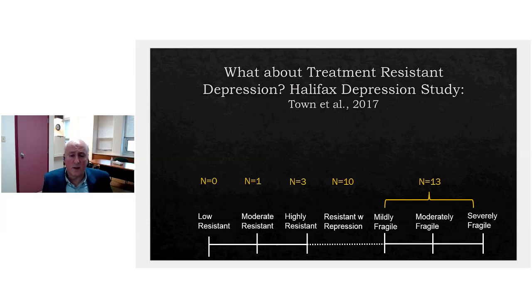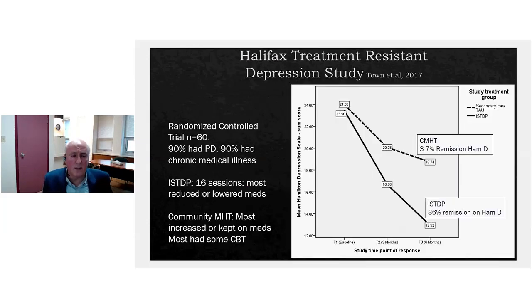And just to tell you where, for example, these patients are. We had no low resistant, we had 1 moderate resistant, 3 high resistant, and the bulk were here, fragile and with repression. So these are more your bona fide traditional severe major depression pattern of this exhausted, repressed pattern. So most of them had a bona fide depressive process not responding to meds. And in treatment, 90% are personality disorder, 90% are chronic medical illness. This is a very ill population.